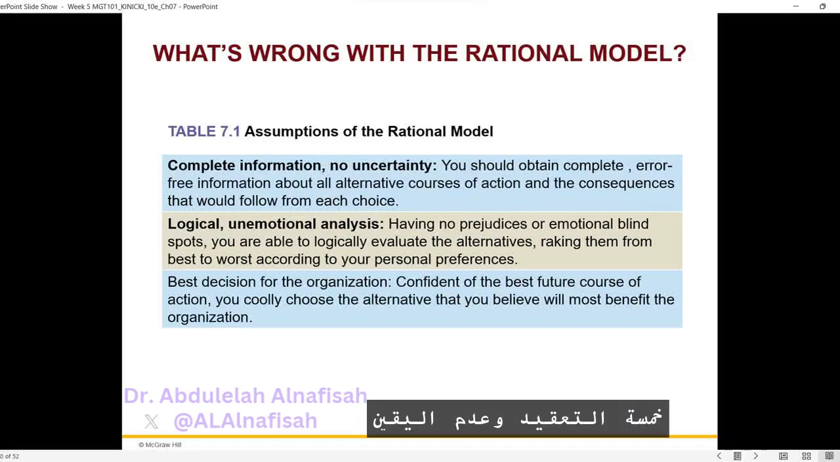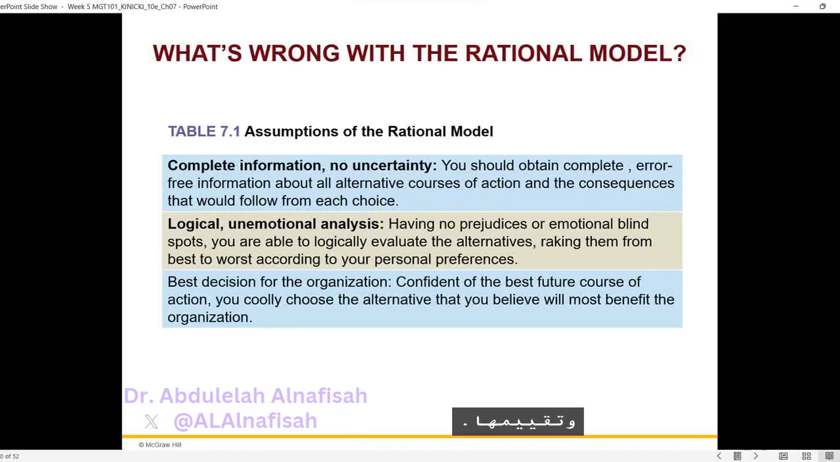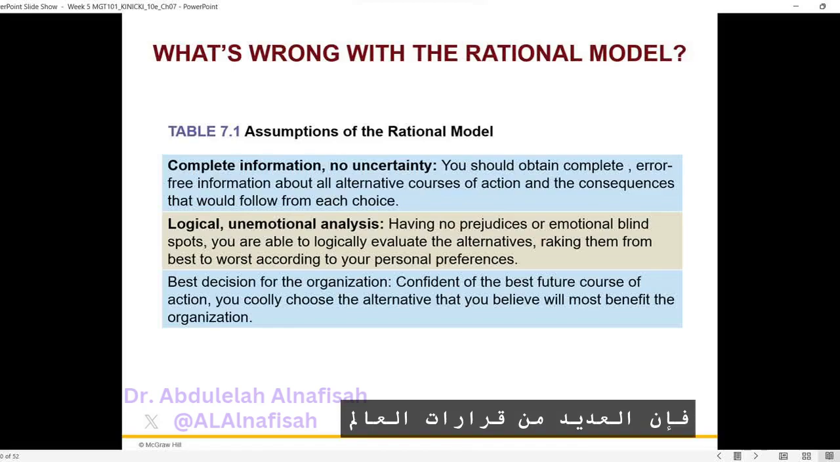5. Complexity and uncertainty. The rational model treats decision problems as well-defined and assumes that all possible alternatives and consequences can be identified and evaluated. However, many real-world decisions are complex, involve multiple stakeholders, and are characterized by uncertainty and ambiguity.